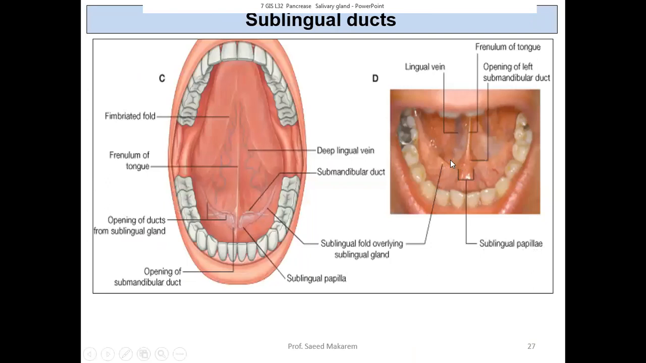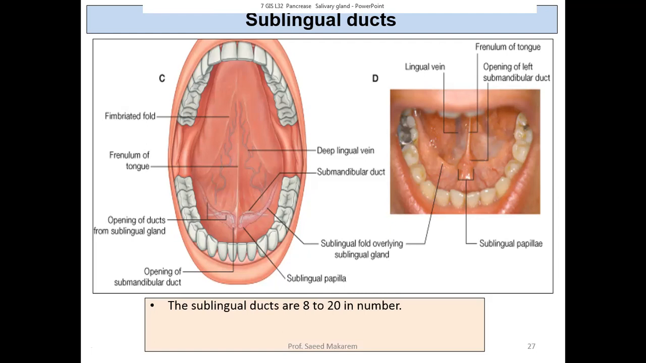If you see here, this is the sublingual papilla, and here is the sublingual fold. The papillae are here, and here will be the gland overlying, with the mucous membrane above. If you try to feel, here you can feel the sublingual gland. The opening of the submandibular duct is here, just beside the frenulum. This is the frenulum. Just beside that will be the opening of the submandibular duct, and the sublingual gland will be beside the frenulum.